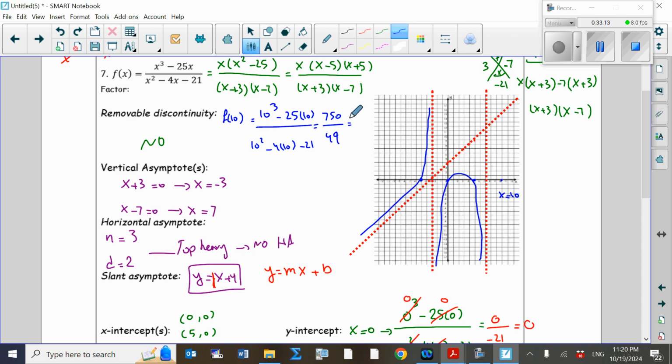And 750 divided by 49, if I use my calculator, is equal to almost 15.3. So when x is 10, y is 15.3. Where is 15.3? It's going to be somewhere around here because it's 11, 12, 13, 14, 15.3. So it's going to be somewhere here, almost here. So I know the other part of my graph is between these two curves here. So this is the curve.